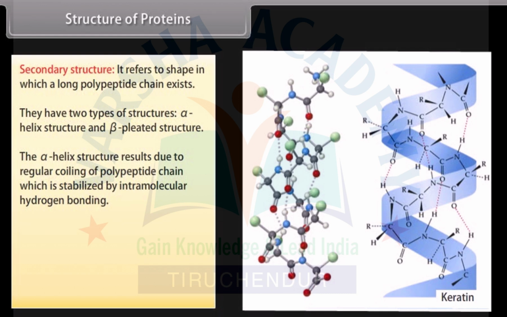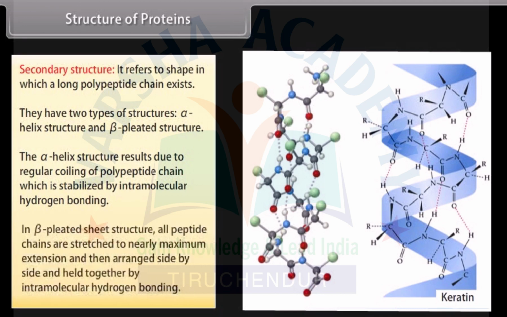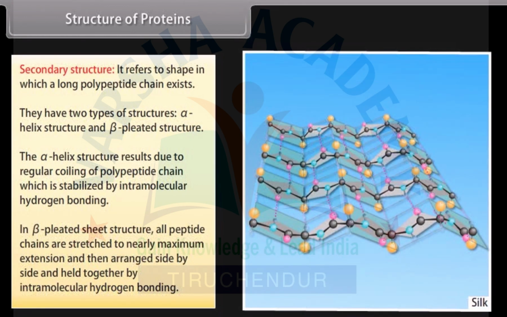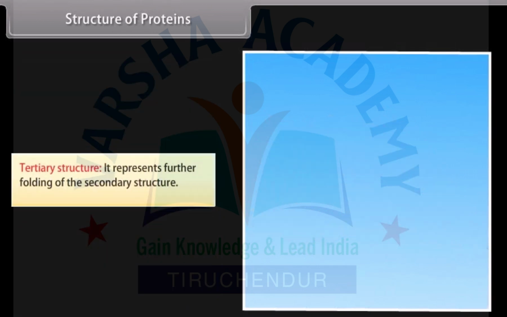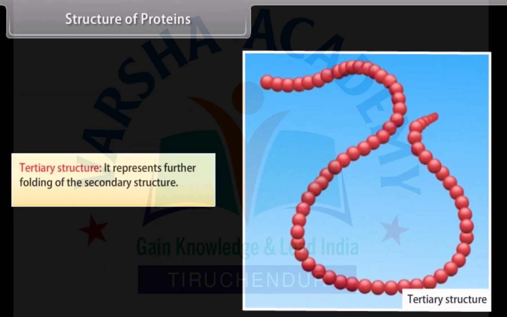For example, keratin. In the beta pleated sheet structure, all peptide chains are stretched to nearly maximum extension and then arranged side by side and held together by intramolecular hydrogen bonding. For example, silk. Tertiary structure. It represents further folding of the secondary structure.